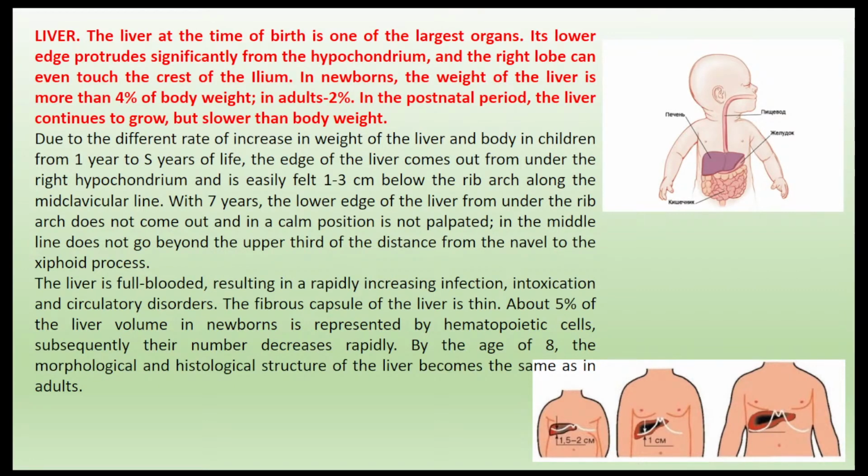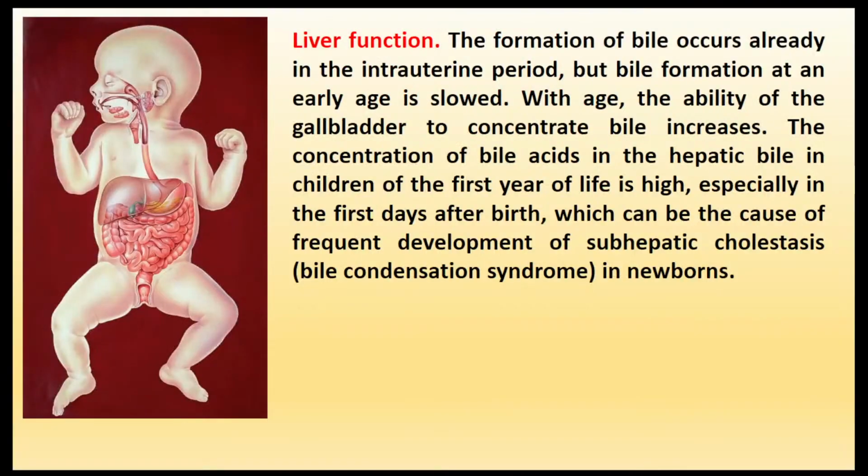By the age of 8 years old, the morphological and histological structure of the liver becomes the same as in adults. The formation of bile occurs already in the uterine period, but bile formation in early age is slowed. With age, the ability of the gallbladder to concentrate bile increases.